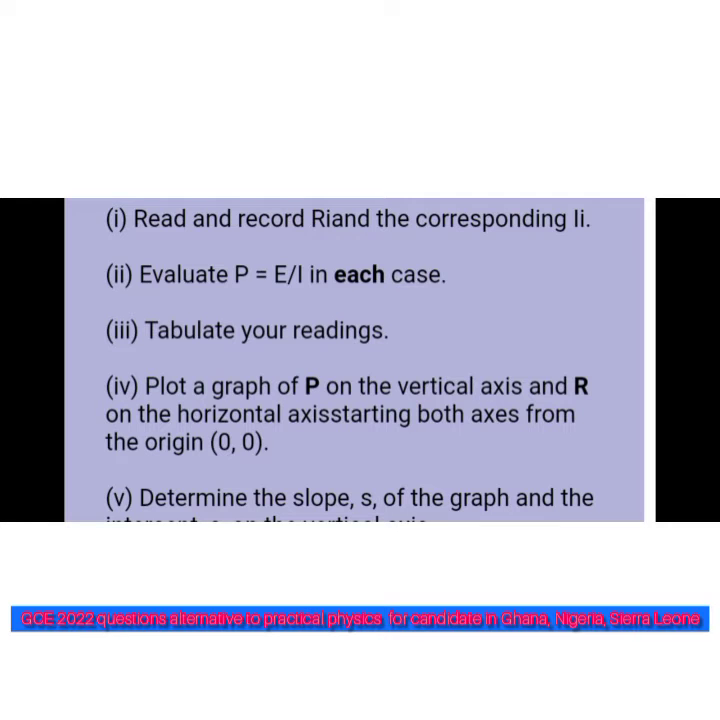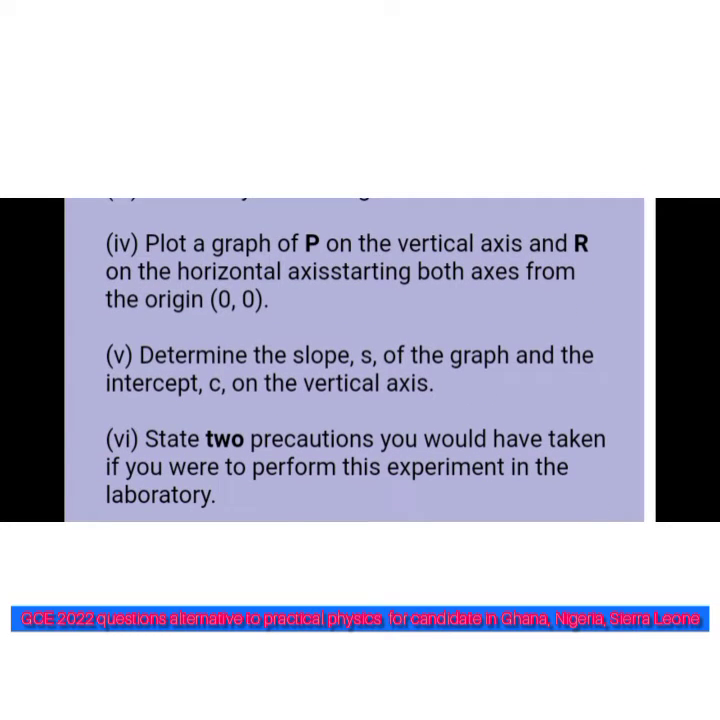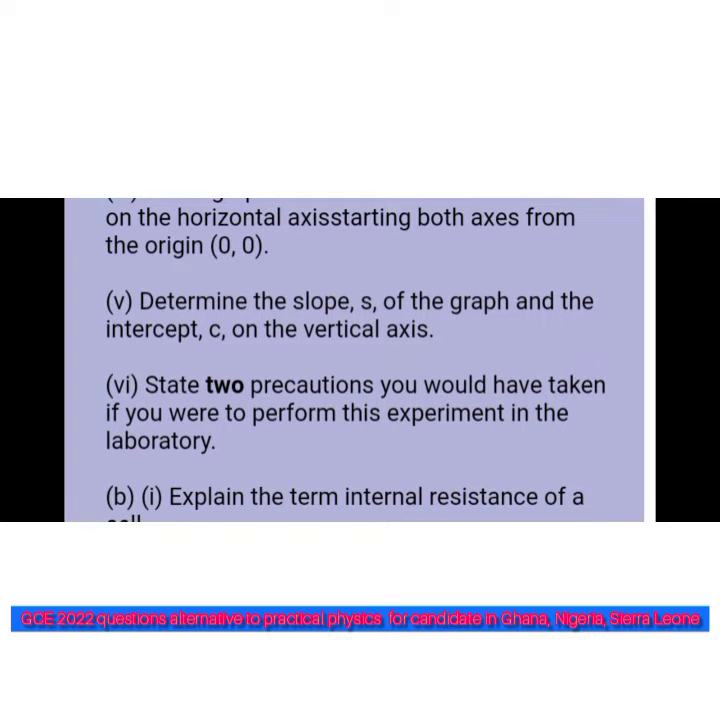The continuation says evaluate P, which is equal to E over I, in each case. Then you tabulate your readings. Plot a graph of P on the vertical axis and R on the horizontal axis, starting both axes from the origin. Then determine the slope S of the graph and the intercept C on the vertical axis. Then state 2 precautions you would have taken if you were to perform this experiment in a lab. Okay, so that's the question.